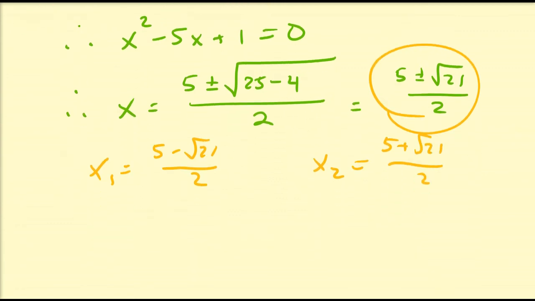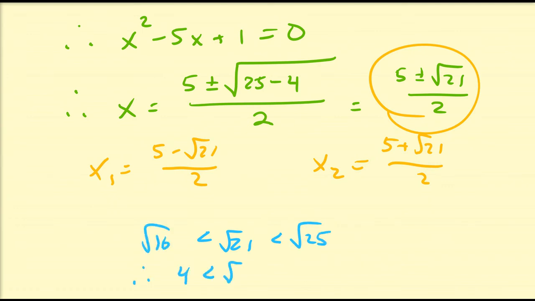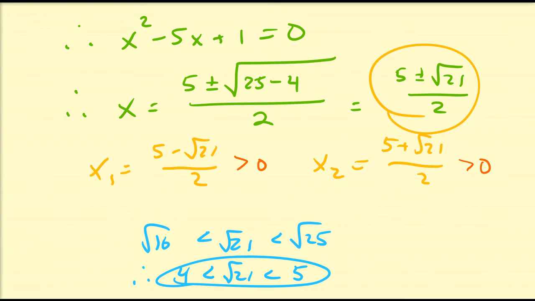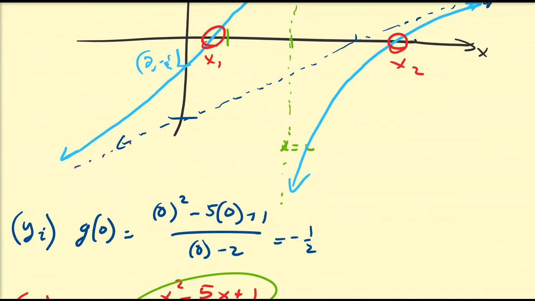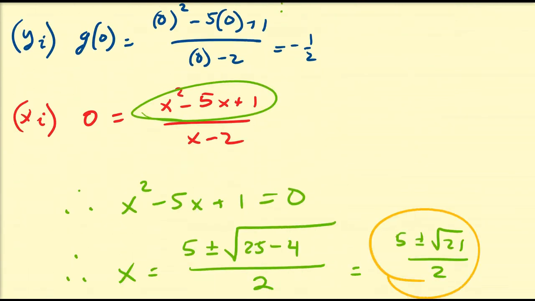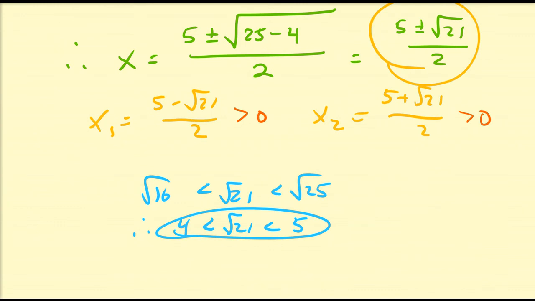So if you want to make your graph a little bit more accurate, you have to have some idea of what's going on with the square root of 21. Remember, the square root of 21 is in between the square root of 16 and the square root of 25. So that means the square root of 21 is in between 4 and 5. So if we have a number that's strictly between 4 and 5, that means 5 minus that number is always positive. So this number is positive and this number is positive. So our sketch is actually pretty accurate, since both of our x-intercepts lie to the right of our y-axis, and we can label these points on there if we want to.